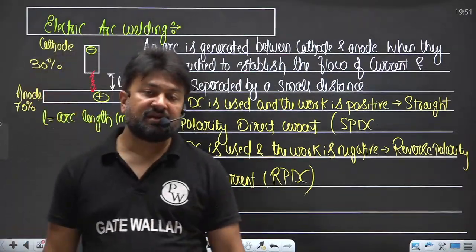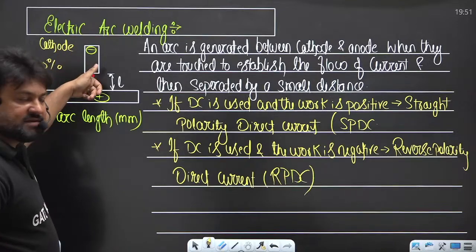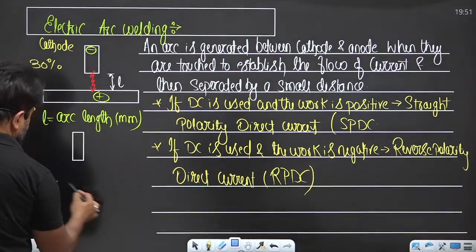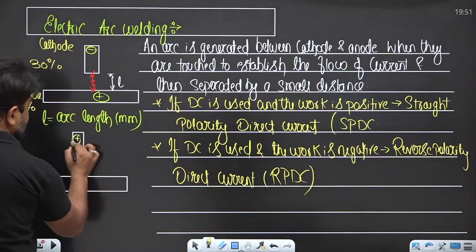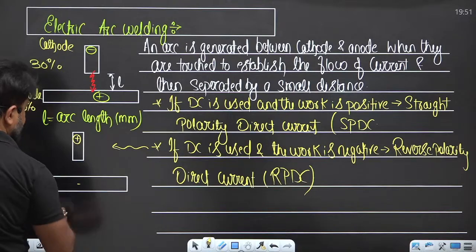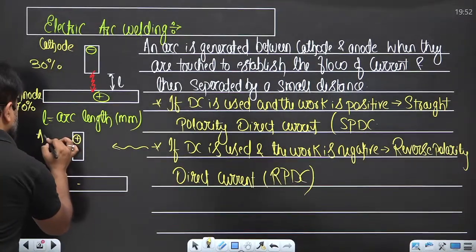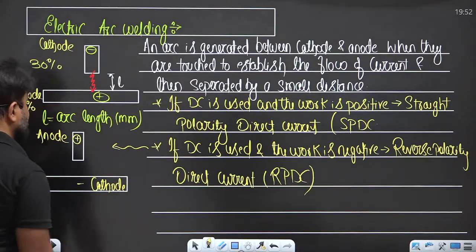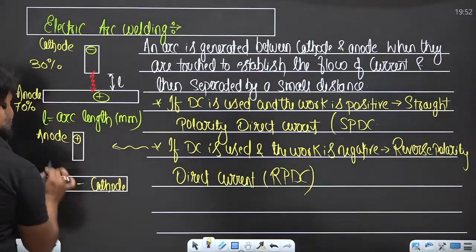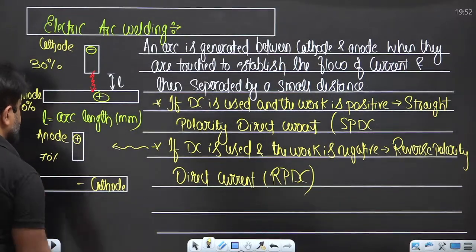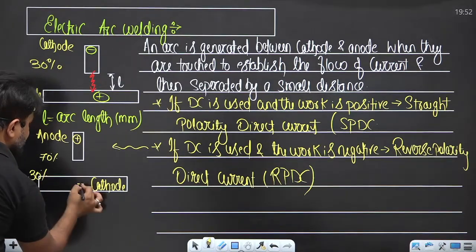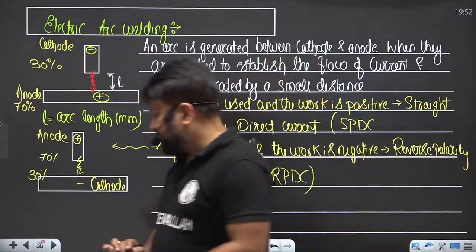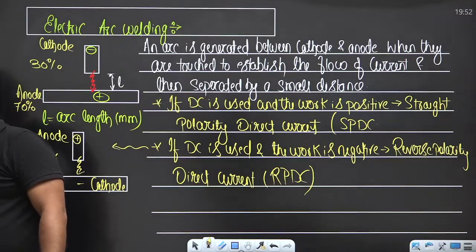When there is RPDC, the heat distribution will be reverse. Let me draw here. This is your electrode and this is your workpiece, plus and negative. Here the tool is positive, the anode, and this is the cathode. This polarity is known as RPDC. In RPDC, 70% heat is generated at the anode and 30% heat is generated at the workpiece during welding. I hope this point is crystal clear to everybody.